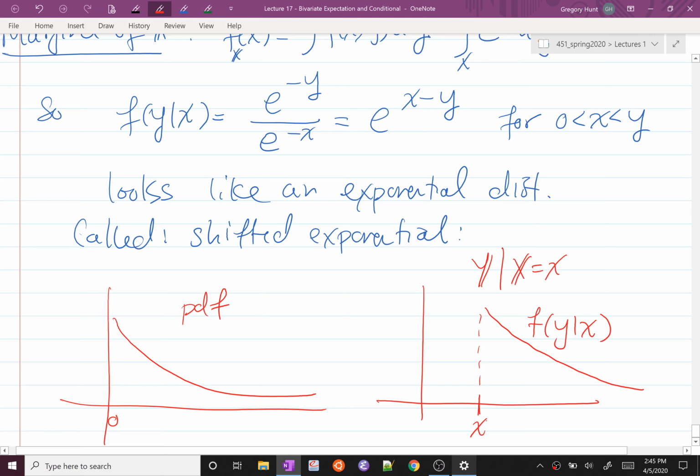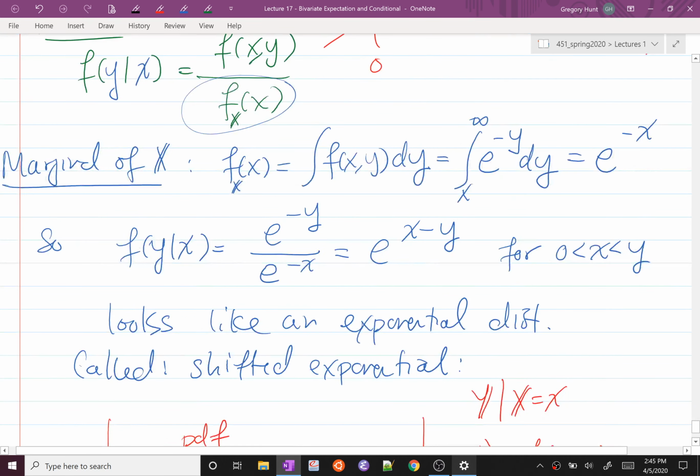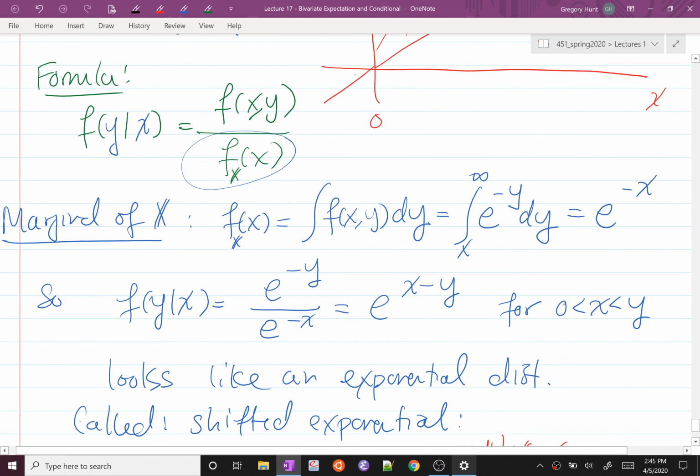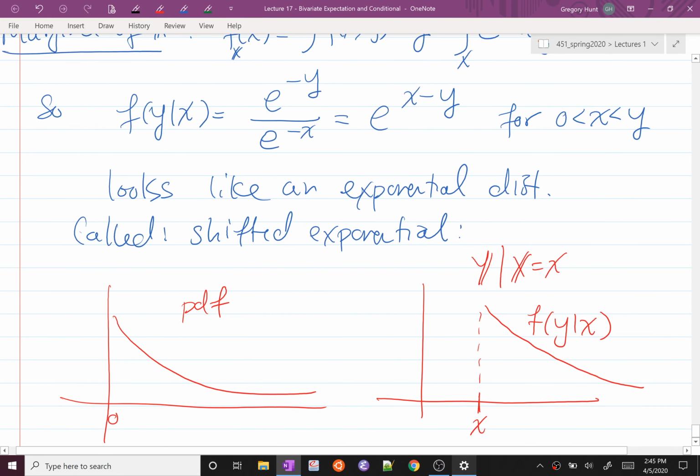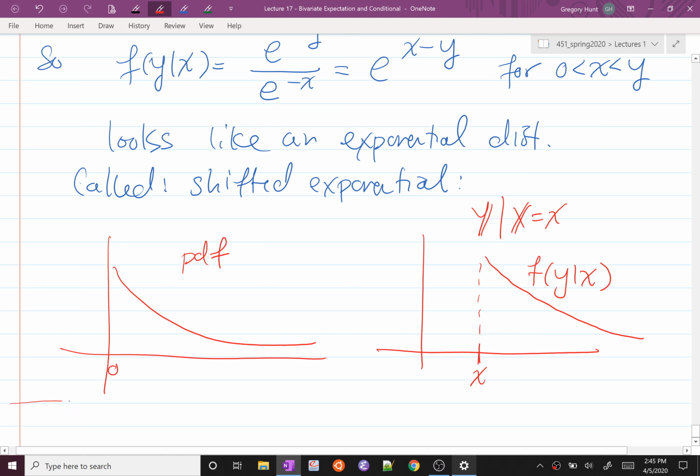So all that's happening in this case is if I condition on knowing where x is, my exponential distribution starts at x. Okay, so I'm going to stop there because we're out of time.